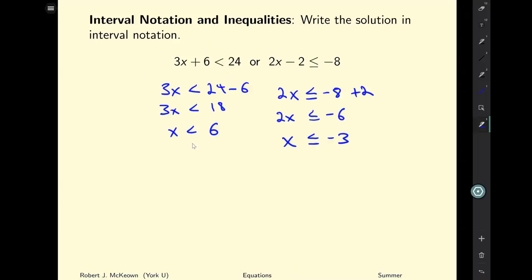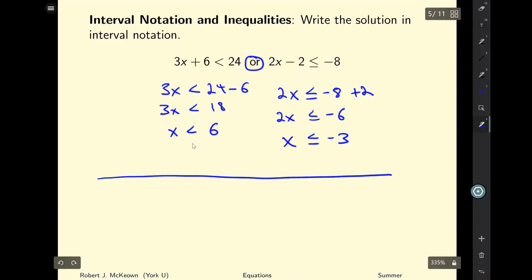Now the question had a very important instruction that I have ignored so far, and that is right here. The question is saying that either the inequality on the left is true, or the inequality on the right is true. So x must be less than 6, or it must be less than or equal to -3.